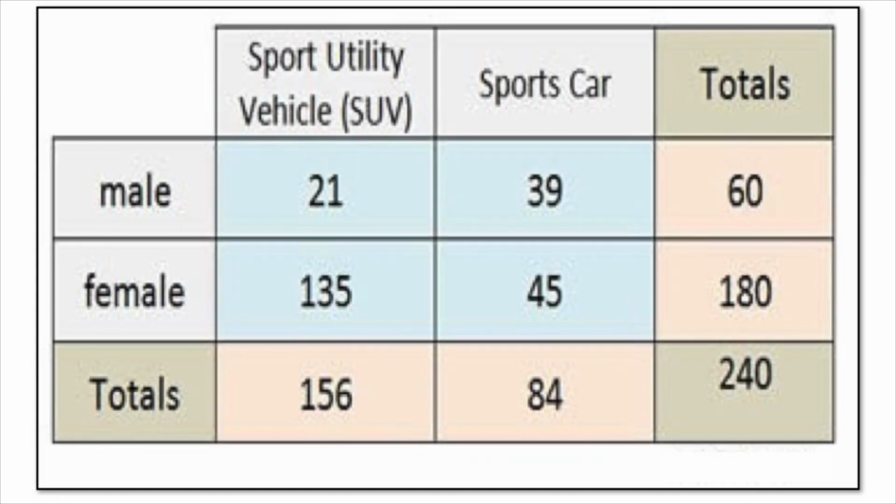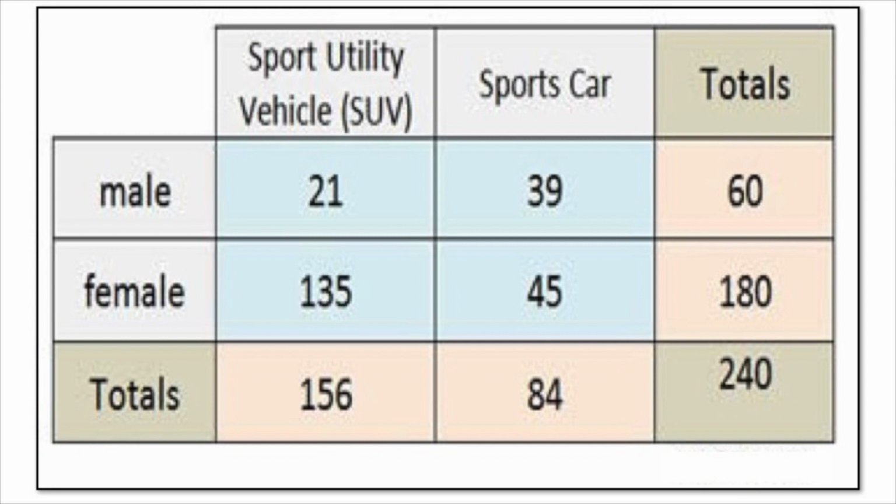And you see here is another example of a two-way table. We have 2 different types of vehicles. SUV, which is a big Jeep type vehicle, and sports car. Now who can tell me how many males like sports car?